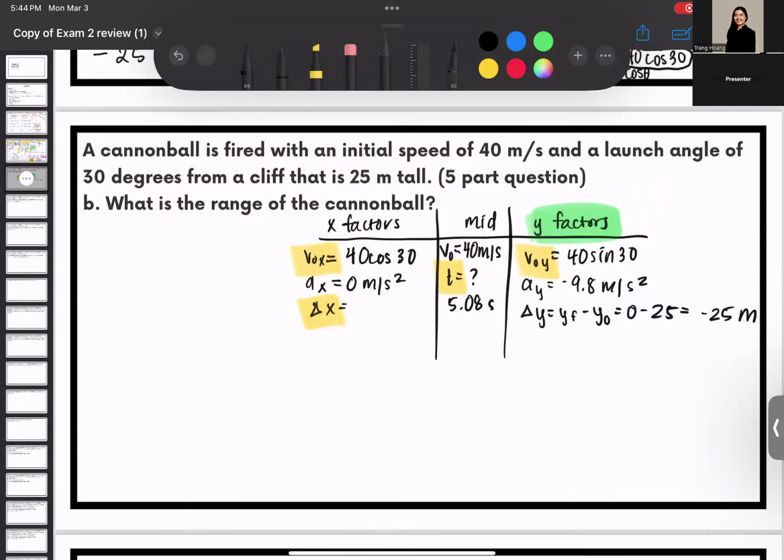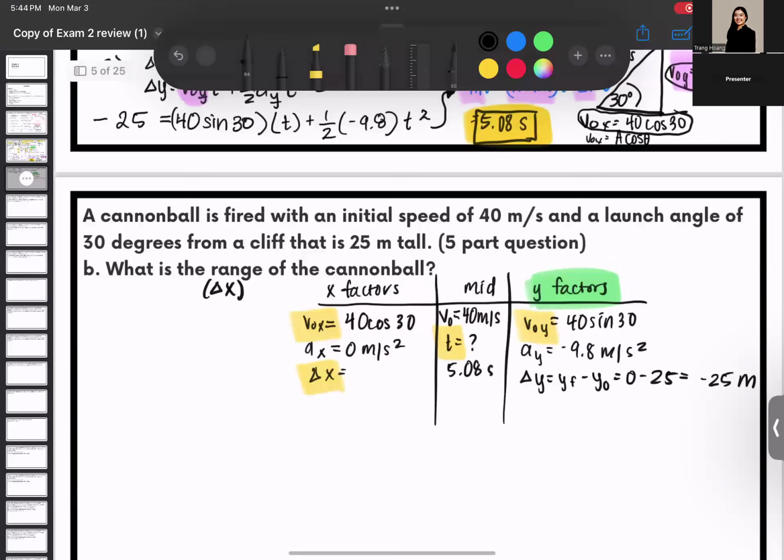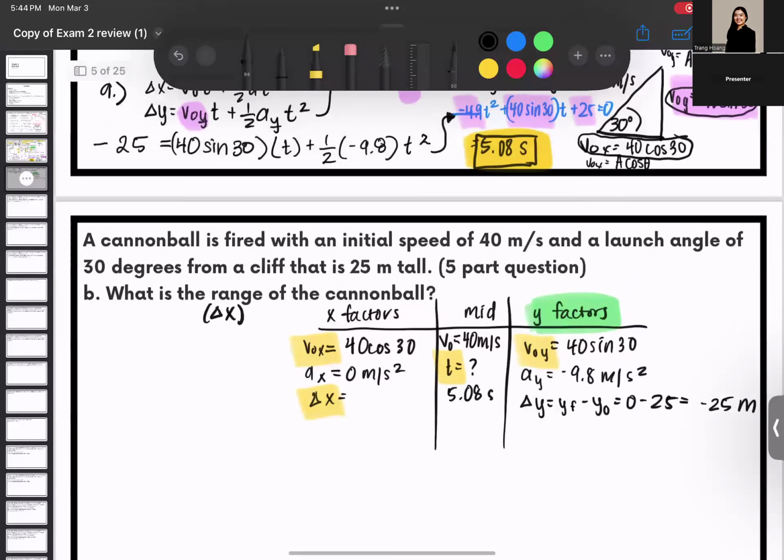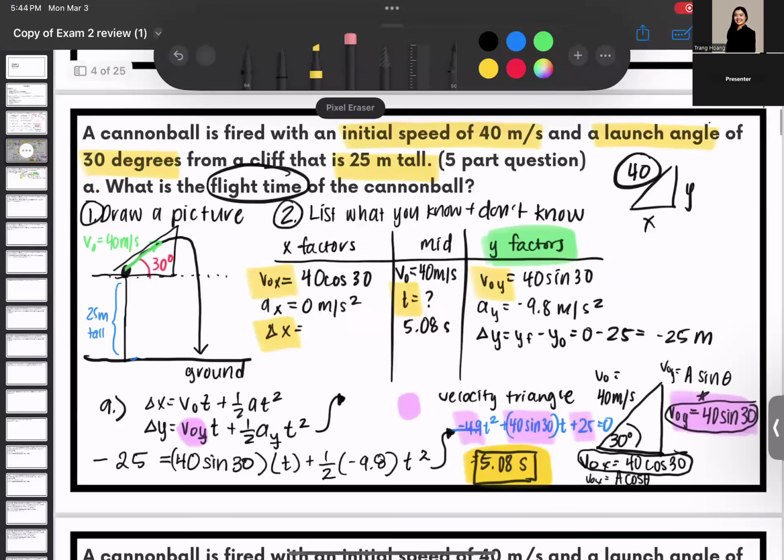Okay, so let's move on to the second part of our problem, which asks us what is the range of the cannonball. Range is just a fancy way to say change in X. What I hope y'all are going to notice is that there's a lot of front loading in these types of questions. If you put a lot of work into solving all these variables that could be asked about, you're going to have it very easy when it comes to solving a multi-component problem.